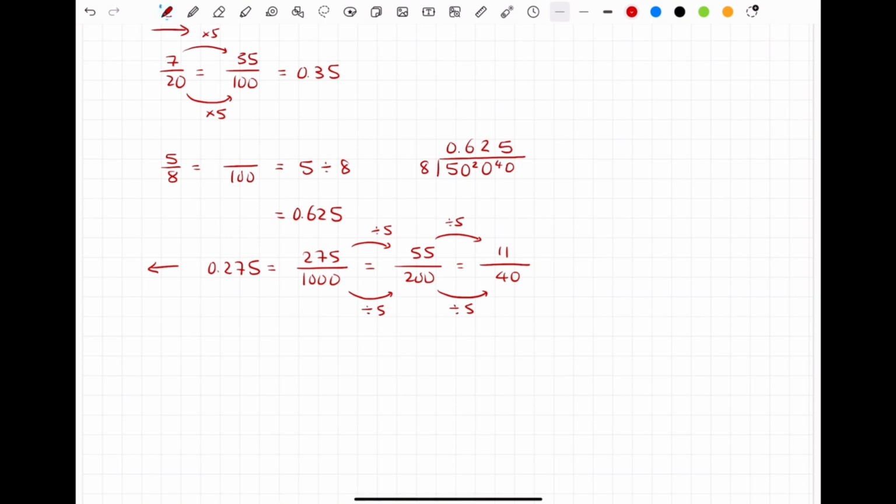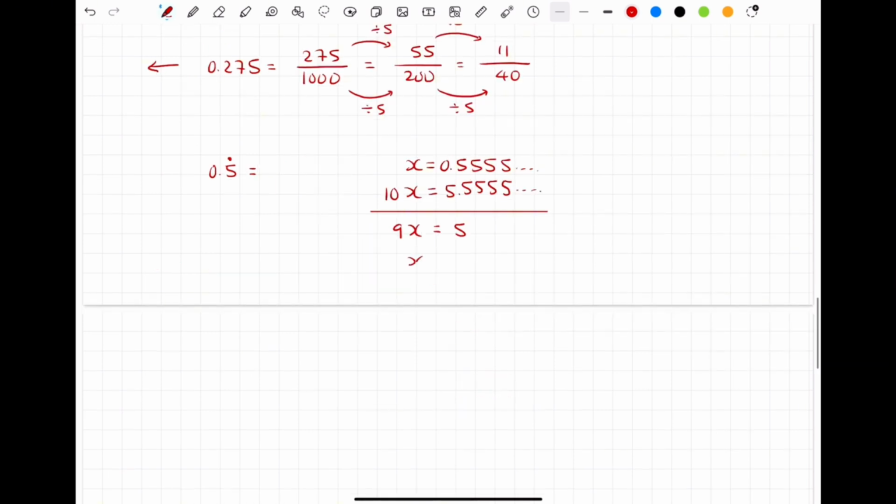Now to convert recurring decimals, there is a trick. For example, if I need to convert 0.5 recurring to a fraction, what we can do is let x be 0.5555 recurring. I must use ... to show that it is a recurring decimal. Now, if I multiply that x by 10, we will have 5.5555, etc. Then 10x take away x is 9x. 5.5 recurring subtract 0.5 recurring leaves us with 5. Therefore, x is 5 over 9.